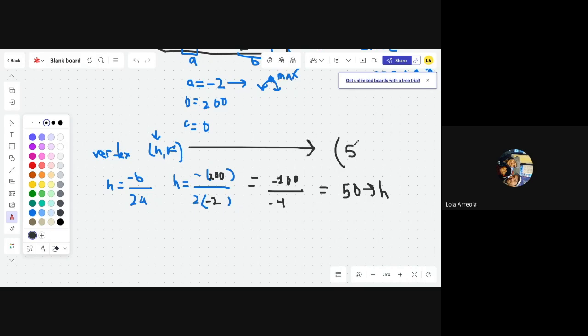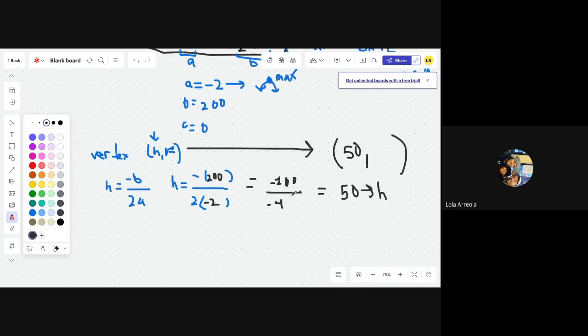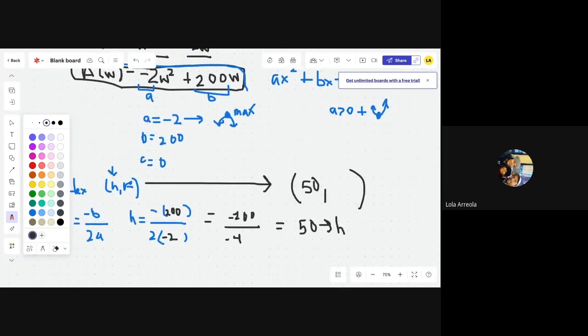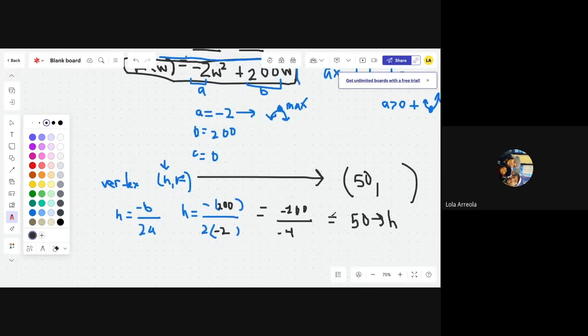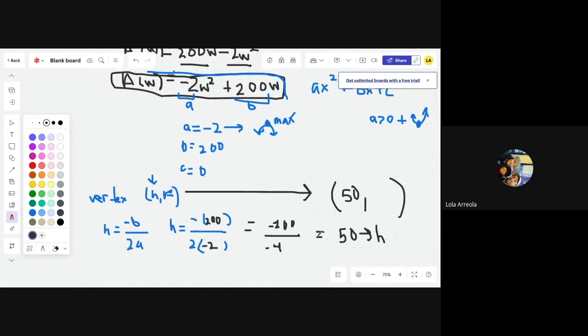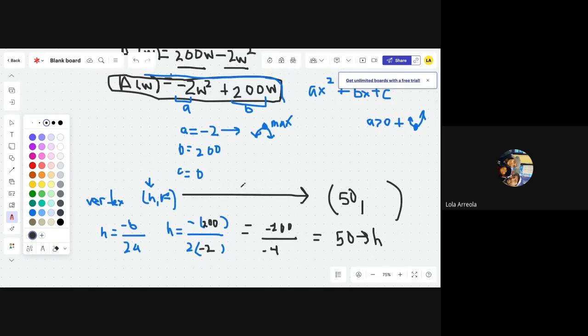I just solved for H and it's 50. Now I had to solve for K. Okay. Now, how do you solve for K? You solve for K by plugging it back into this equation.